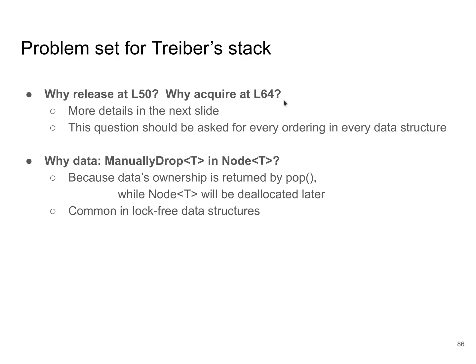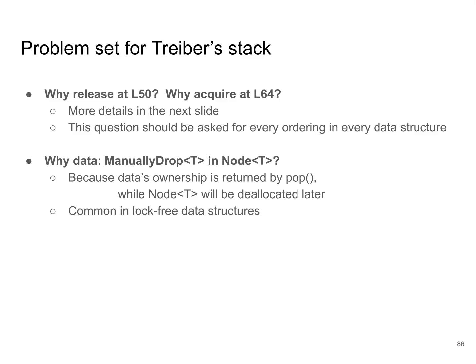And let's go back to the slides. And yes, it should be release and acquire in order to achieve the synchronization between push and pop. And this should be satisfied by almost all the concurrent data structures. If you push a value and pop the value in a queue, then there should be some synchronization, etc. And that's the reason why some orderings must be marked as release and acquire. Another question was manually drop, and as I said, we need to mark some data with manually drop in order to make sure that the destructor will not be called for data when the node is later deallocated after the value is returned.